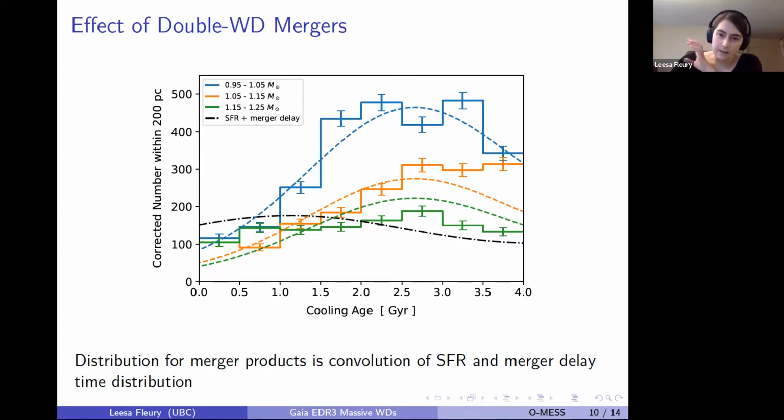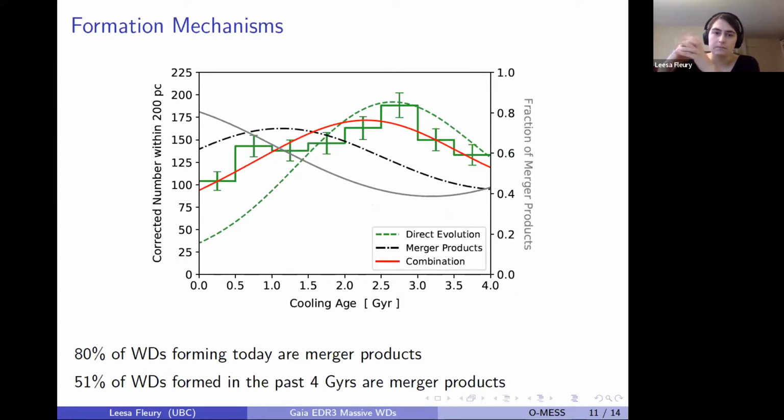And so I then model the distribution for this heaviest mass bin as a linear combination of the merger product and direct evolution distributions, and fit for that. And the result is this red curve. It's the combination model that gives a good fit to the data. And here in gray, I show the fraction of merger products among white dwarfs of a given cooling age. And we see that merger products are more common among white dwarfs that are forming more recently. From the fits, 80% of white dwarfs forming today are merger products, and about 50% of those that have formed over the last 4 gigayears are merger products. And these fits are in particular for the Montreal thick models.